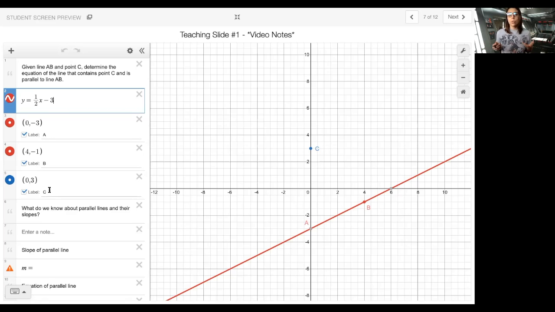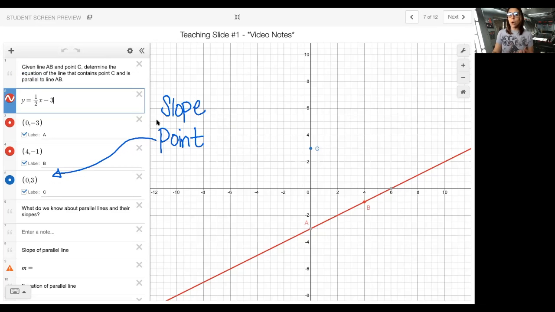So let's think for a moment. What is it that we need to know about a line in order to find the equation of that line? Well, there's two pieces of information that we really need to know. First of all, we need to know the slope of that line, and we need to know at least one point on that line, okay? So if we think about what we're really given, we are given a point, but are we specifically given the slope of this line? Not specifically. However, we are given that the line is parallel to line AB.